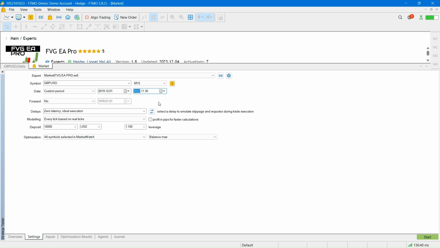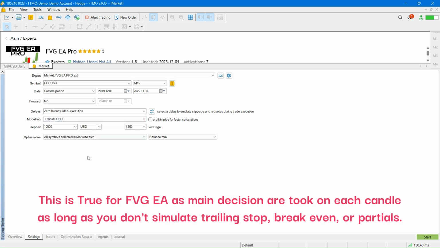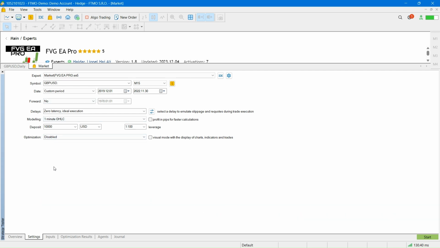As a first step, when you want to optimize, you don't really need to do every tick based on real ticks. You can start with 1 minute OHLC just to have an idea of what's happening. And based on that, after that, you can maybe go to every tick if you are simulating, let's say, trailing stop, break even, partial take profit, and others.